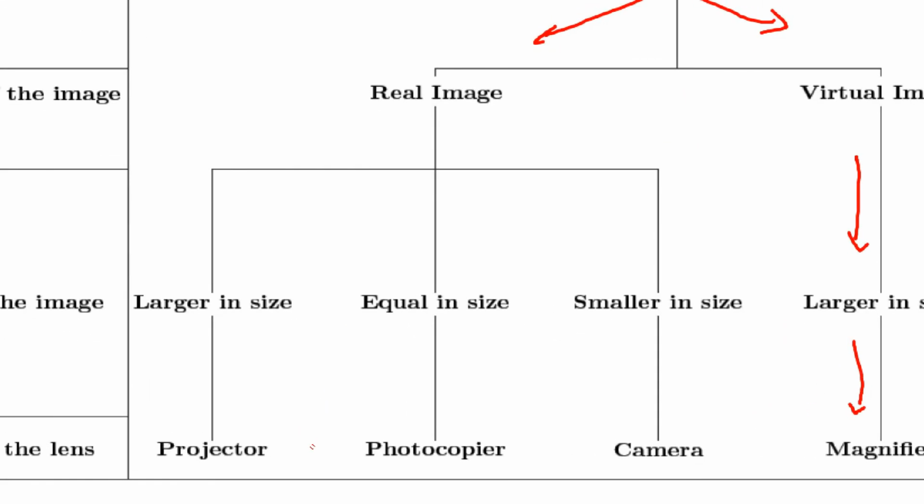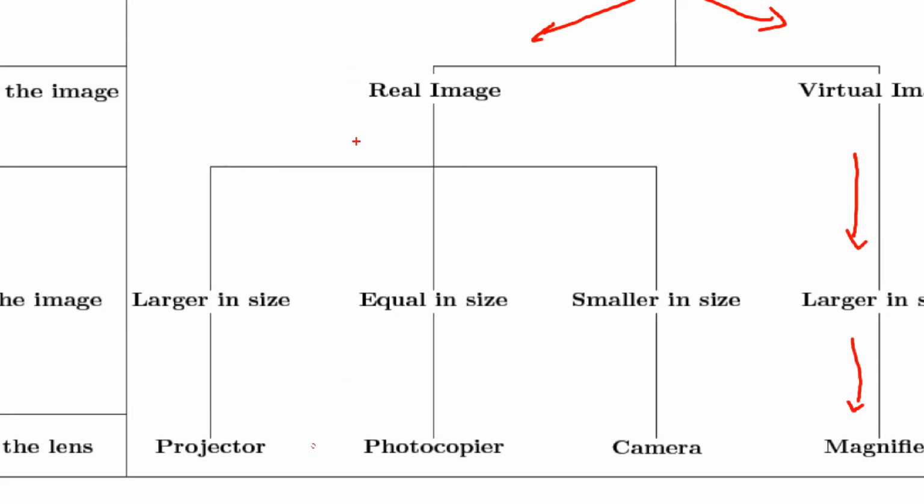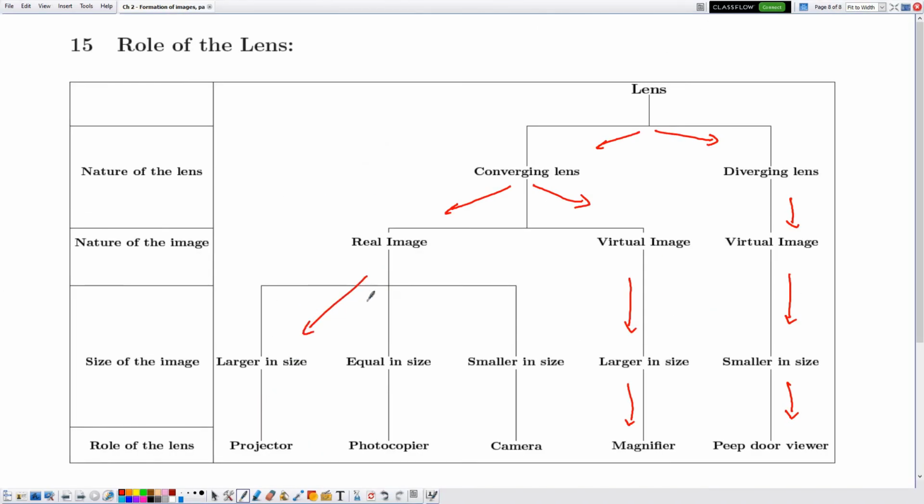And in the case of a real image, we also have 3 cases, and they are given by larger in size, equal in size, or smaller in size. Whenever the image is a real image and larger in size, then the role of the lens is a projector. Whenever the image is a real image and equal in size, then the role of the lens is a photocopier. And whenever the image is real and smaller in size, then the role of the lens is a camera.